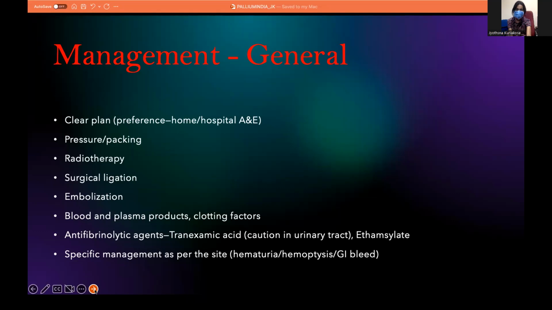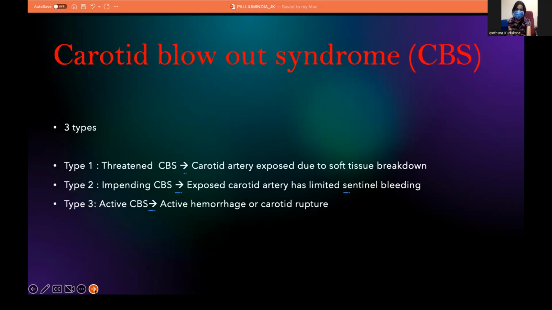So I'm not going into the management of the bleeding in each of the sites here. Just one thing: there is a very life-threatening and very distressing condition which is called carotid blowout syndrome. There are three types. In type one, it's a threatened carotid blowout syndrome. Here, the carotid artery is exposed because of the soft tissue breakdown, but there is no bleeding. In type two, it is the impending type. Here, the artery is exposed and a limited sentinel bleed is there.